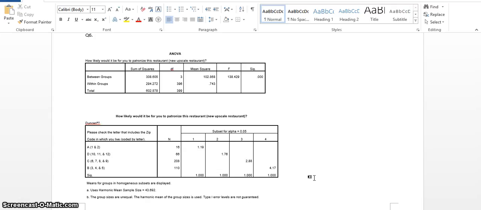I see the majority of you did understand how to interpret it and did a very good job, but for those who did not interpret or report the sig value, it's an incomplete analysis. In all statistical analysis, you need to report the significance value. That's a very important number to report.